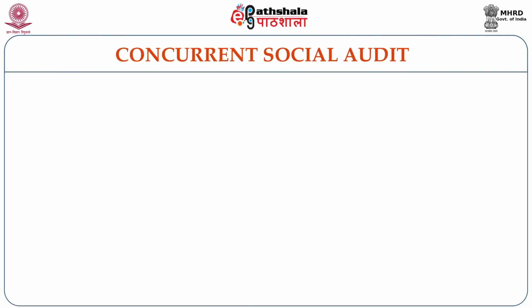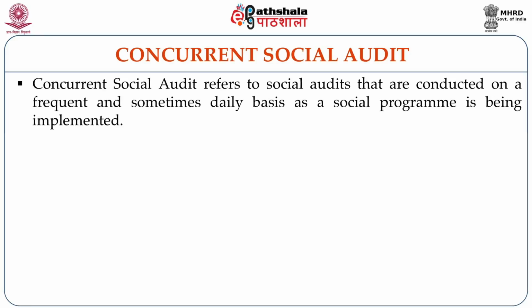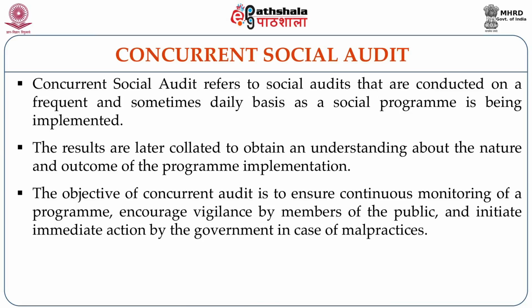Another tool that is increasingly being made mandatory, or would be made mandatory in the future, is called concurrent social audit. Concurrent social audit refers to audits that are conducted on a frequent and sometimes daily basis as a social program is being implemented. What it provides, therefore, is real-time information on whether specific social programs are meeting their objectives, whether they're keeping to their budgetary constraints, whether the money promised to be spent is being spent, and whether the right kind of people are obtaining benefits. The results are later collated to obtain an understanding about the nature and outcome of the program implementation. The objective of concurrent social audit is to ensure continuous monitoring of the program.